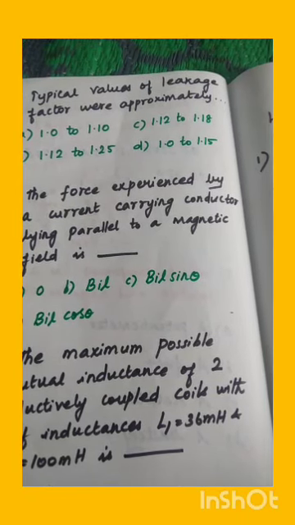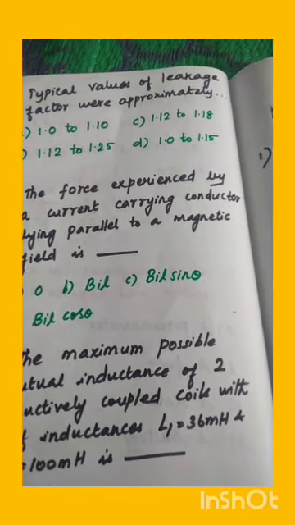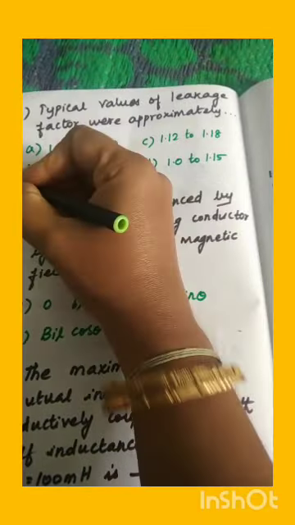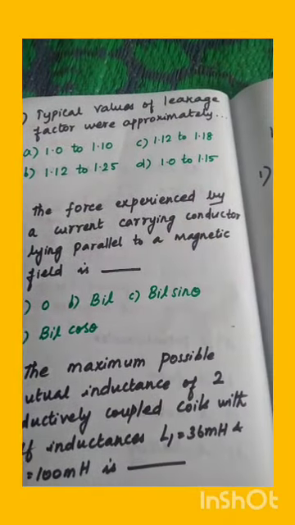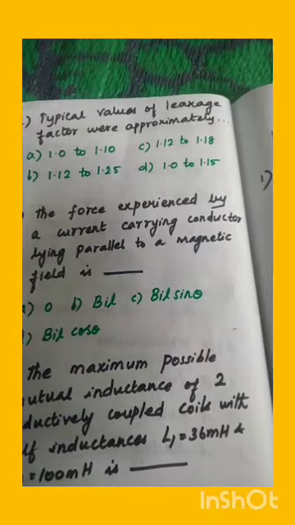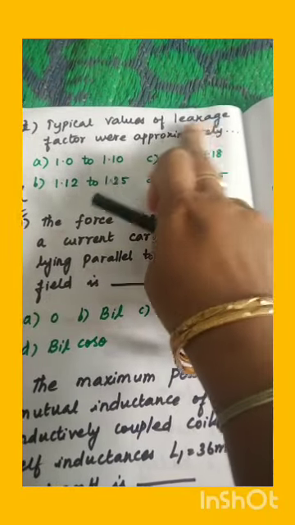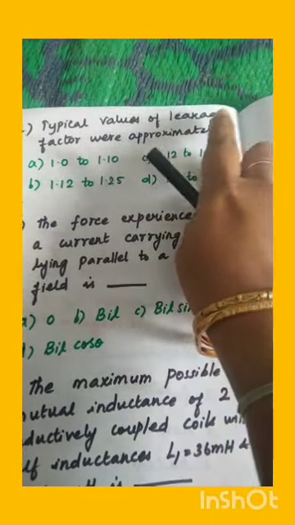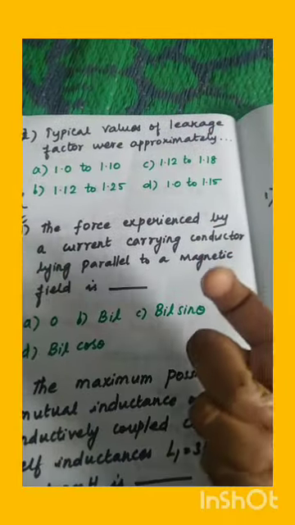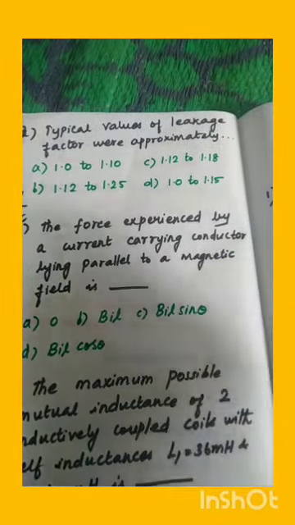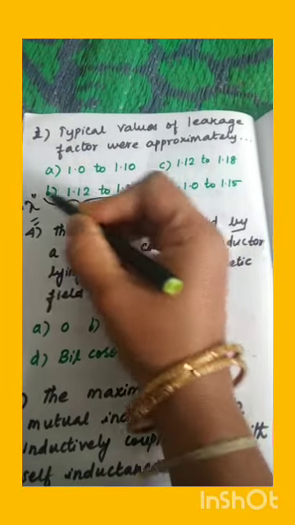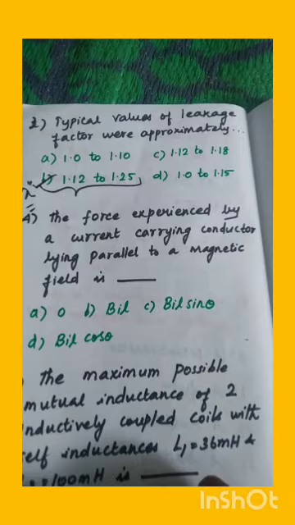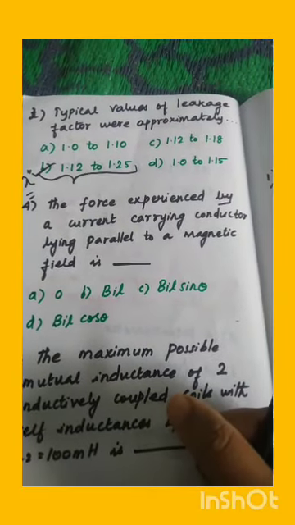The leakage factor is always represented as lambda. Leakage flux means what? The magnetic flux which does not flow through the particularly intended path in a magnetic circuit, that we call leakage flux. So here the leakage factor, what is the statistical data? We can take it as 1.12 to 1.25. These questions may be asked in competitive examinations, so please make a note of this.